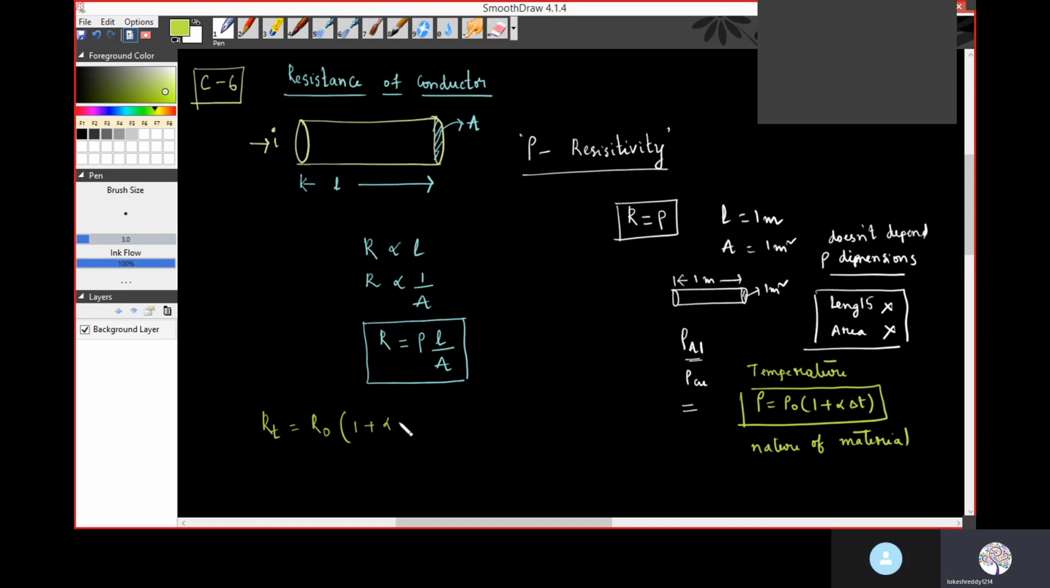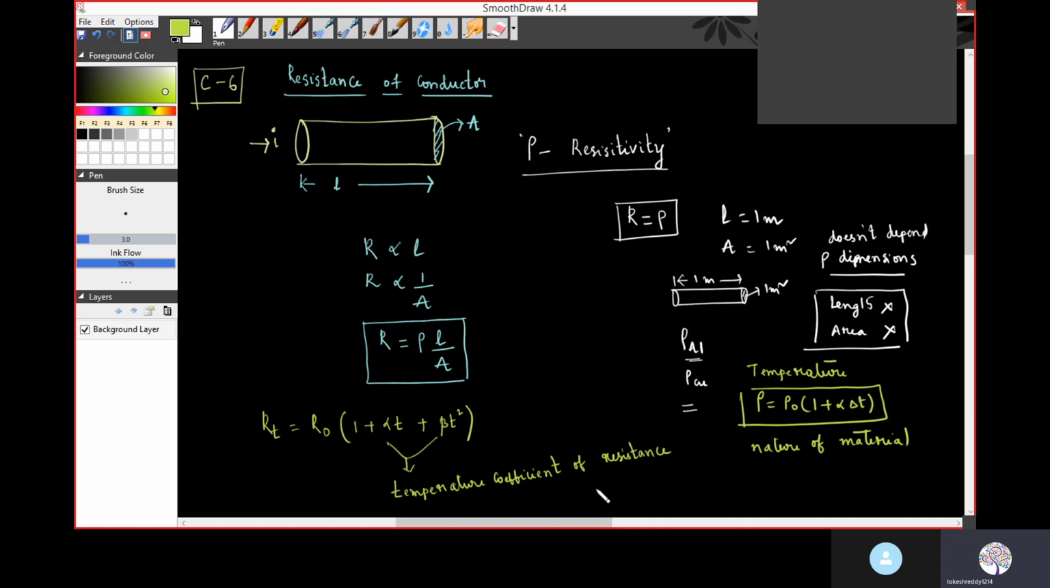Now if it is at 0, then delta T is the rise in temperature. We can further expand this with alpha and beta terms, where alpha and beta are called the temperature coefficient of resistance.